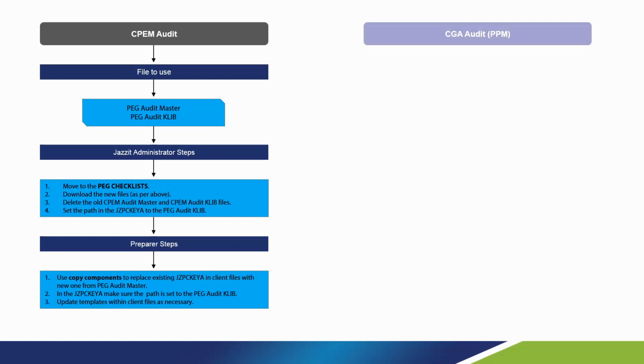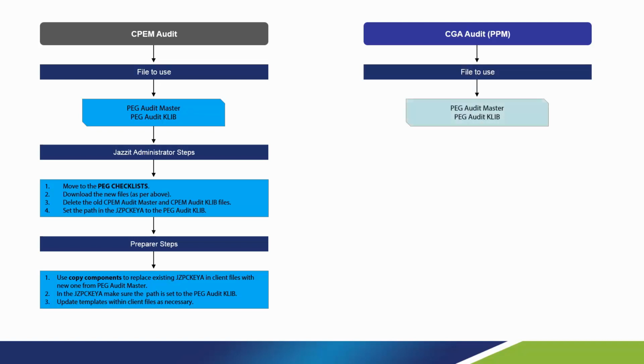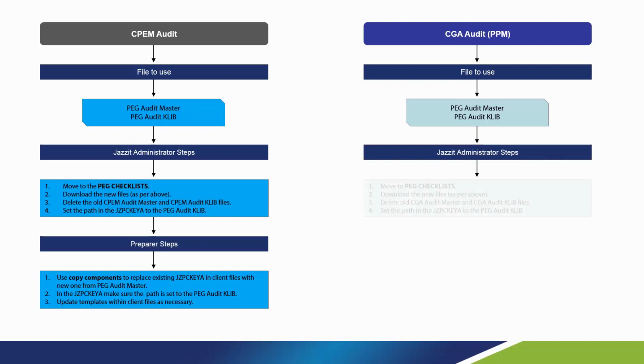If you are subscribed to the PPM audit checklist, you will follow the steps below. The files you will use are the PEG Audit Master and the PEG Audit Caleb. The Jazzit administrator will move to the PEG checklists by downloading the PEG Audit Master and PEG Audit Caleb from the Jazzit Support Center downloads page.